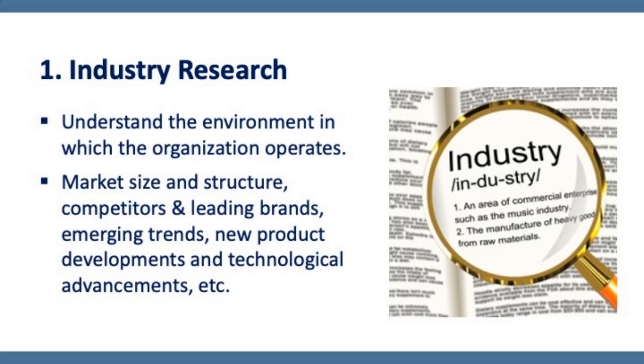Okay. So the first category is industry research. Industry research helps us to understand the larger environment in which an organization operates. No organization operates in isolation. It is always influenced by what is happening around it, the environment. So there are a few things we can take a look at. The market size and structure: how big the industry is and how it is organized.